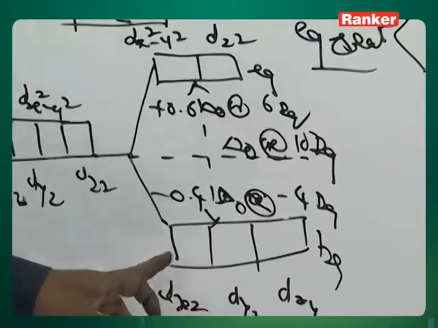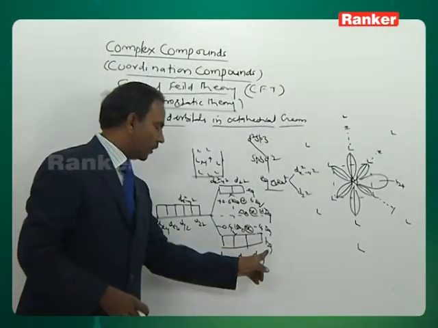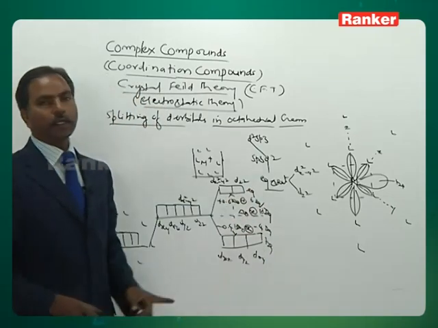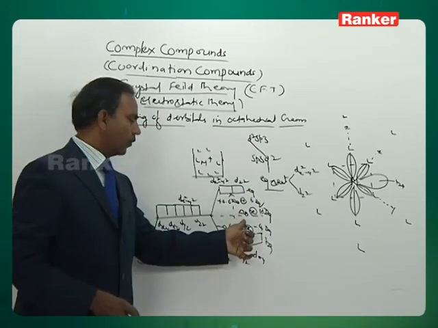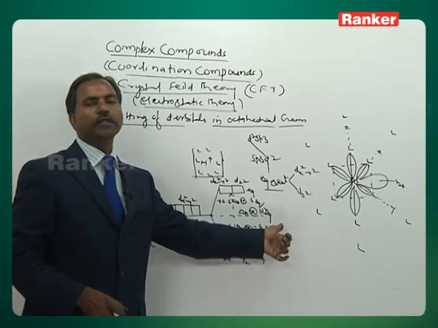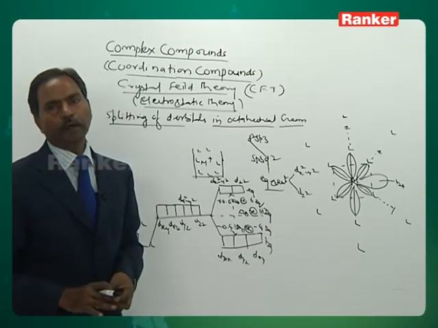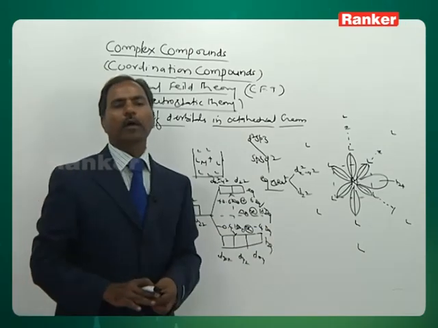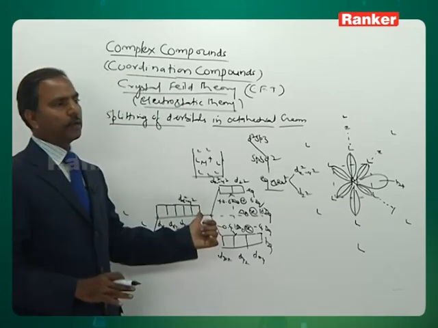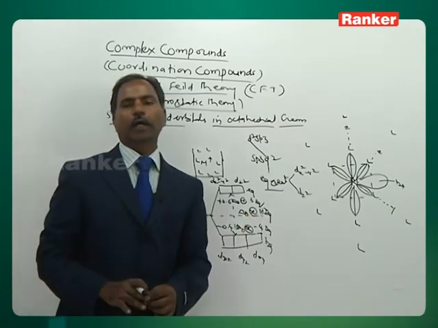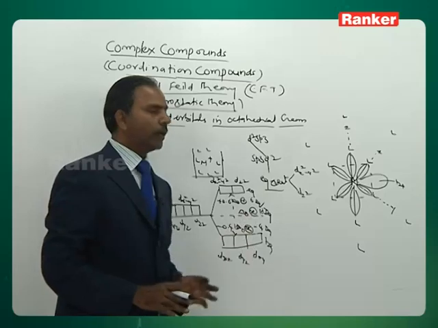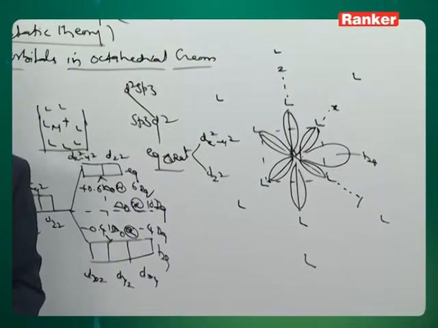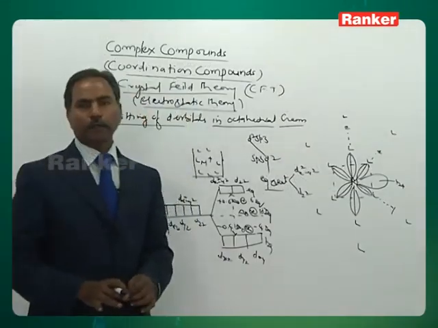Next, the total energy difference between the lower energy level t2g and the higher energy level eg is represented by delta O or 10 Dq. This is known as the d orbital splitting energy for octahedral geometry. This way we can explain how the d orbitals are splitting in octahedral geometry.